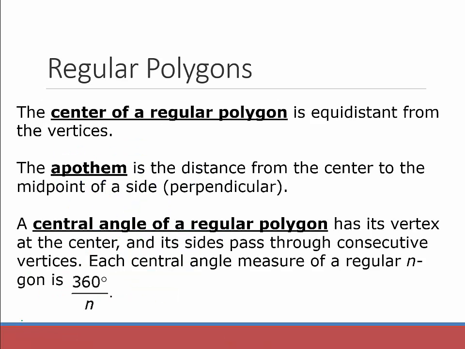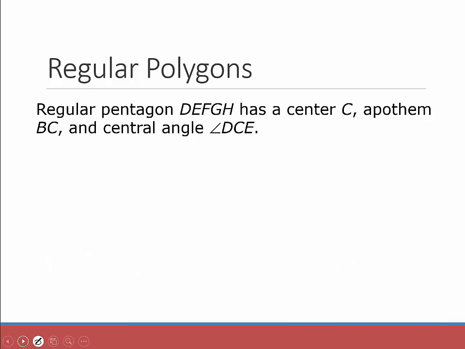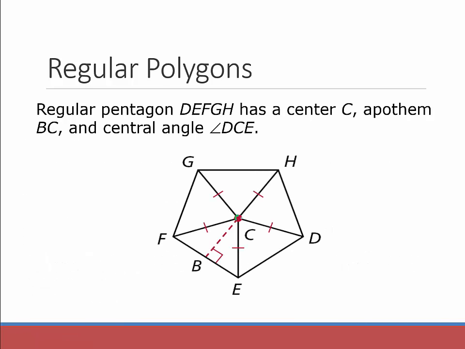So enough of circles, let's talk about regular polygons. So remember, the center of a regular polygon is equidistant from the vertices. So we go to this picture here. This is our center C, and each one of these are exactly the same distance away from the center. So a vertex goes from one of the points on the end to the middle.